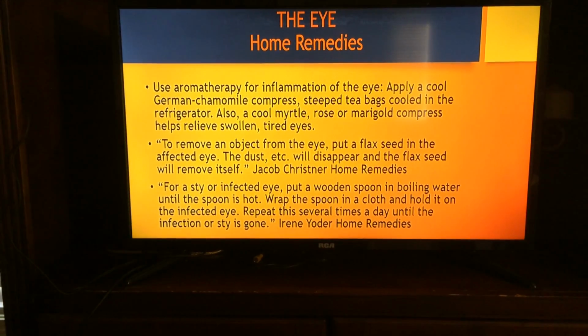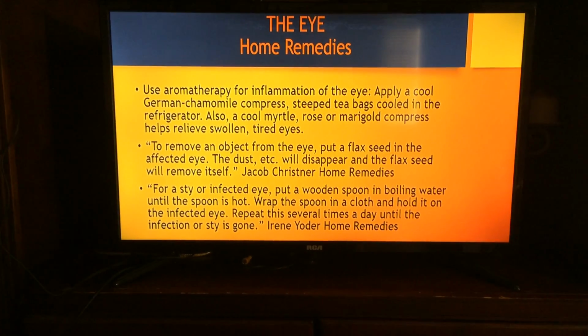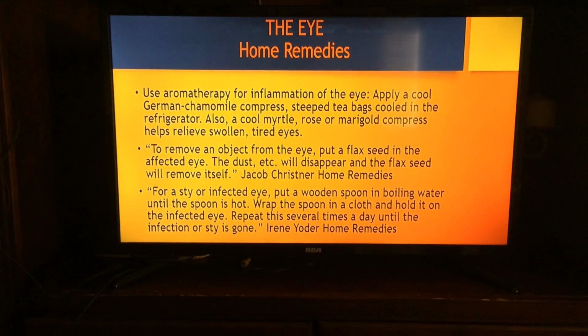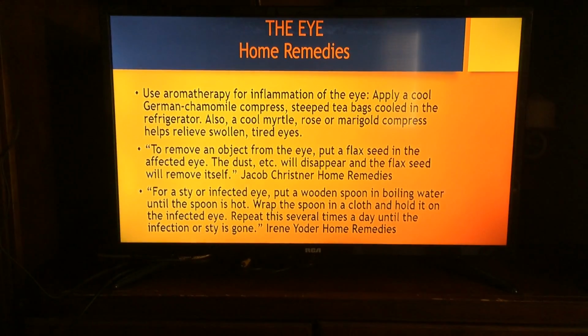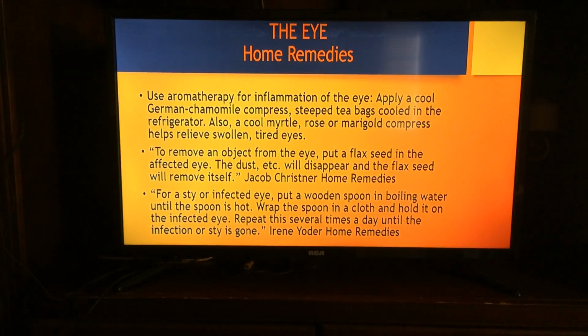A few home remedies of the eye. You could use aromatherapy for inflammation of the eye. To remove an object from the eye, you put a flax seed in the affected eye, and the dust, etc., will disappear, and the flax seed will remove itself.